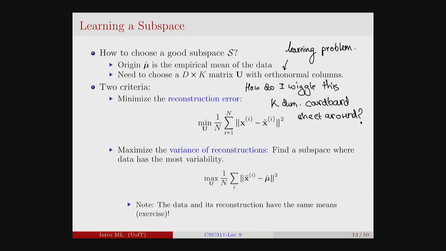So any questions about what these objective functions are saying? Are folks comfortable with them? Yeah? So the x tilde, that one is in d dimensions when we take the difference? Yes, so x tilde i is also in d dimensions because it's the projection.